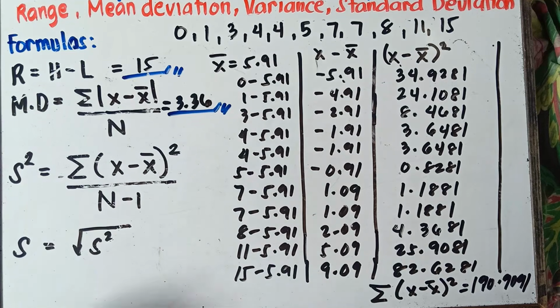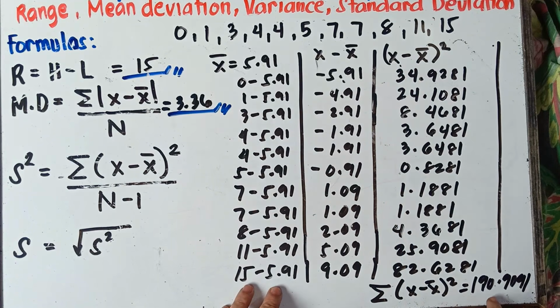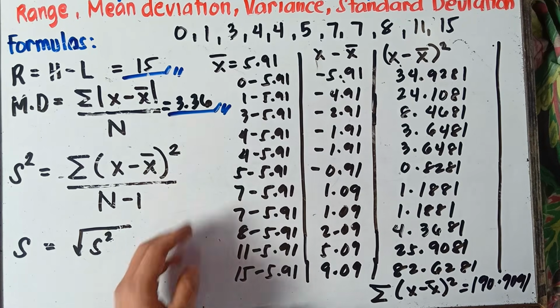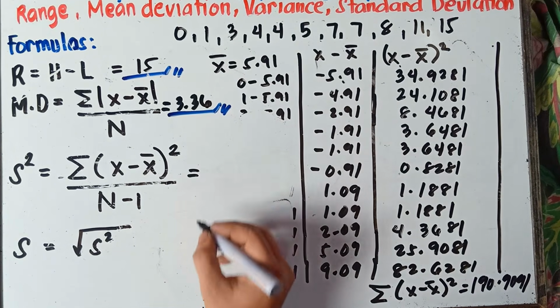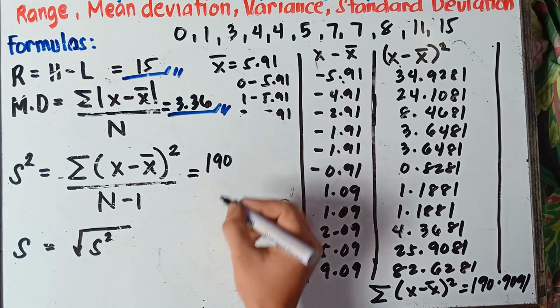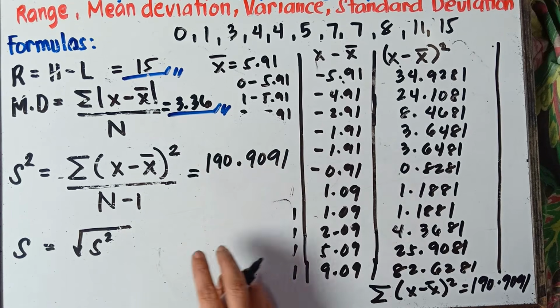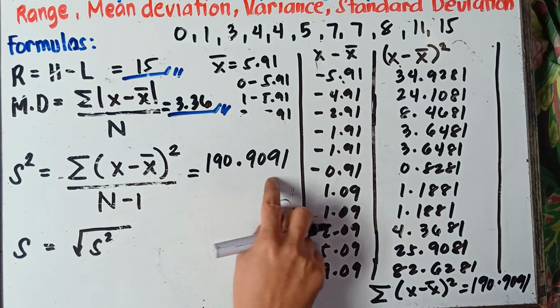Therefore, once again, class, when you add this one, the square of x minus the mean, that will be 190.9091. Alright, so we can erase this one. So this will be equal to 190.9091, the summation of the squared differences of the sample minus the mean.